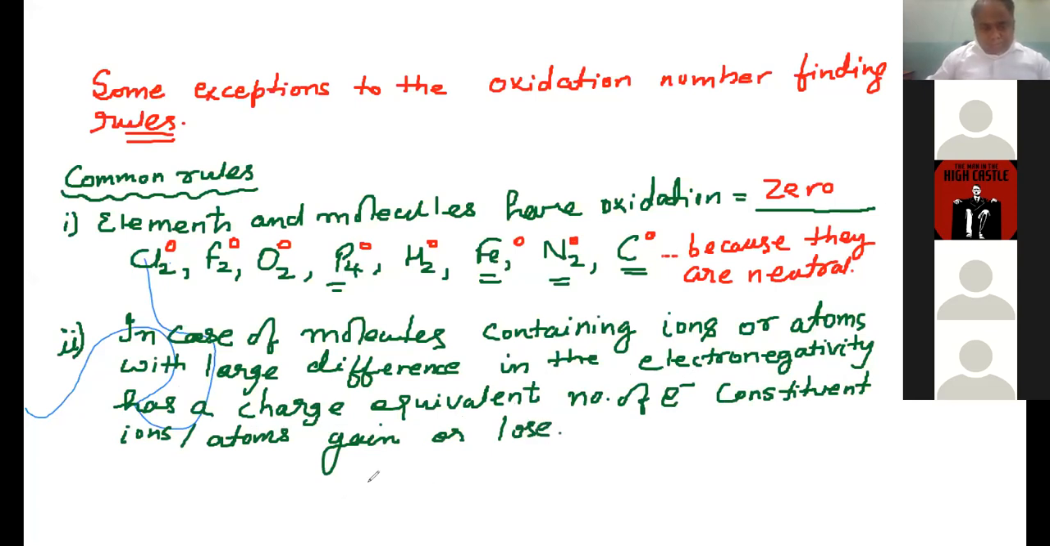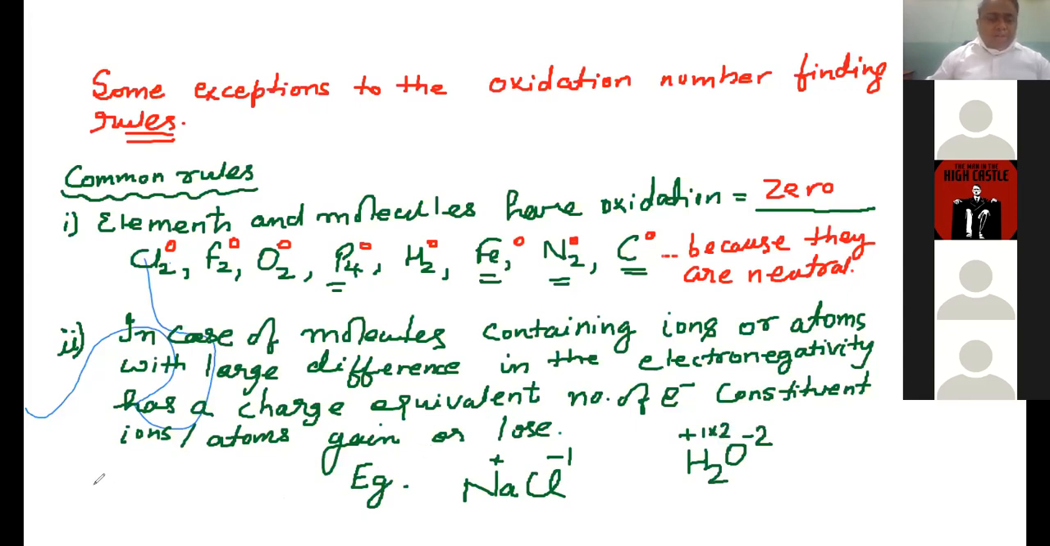Example, NaCl. So Na will have an oxidation number of +1. Cl will have an oxidation number of -1. H2O. Oxygen will have oxidation number -2, and hydrogen will have oxidation number +1 into 2.